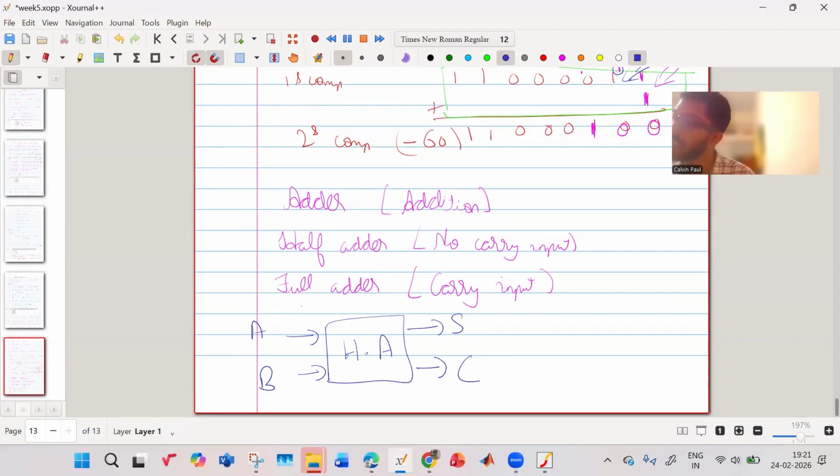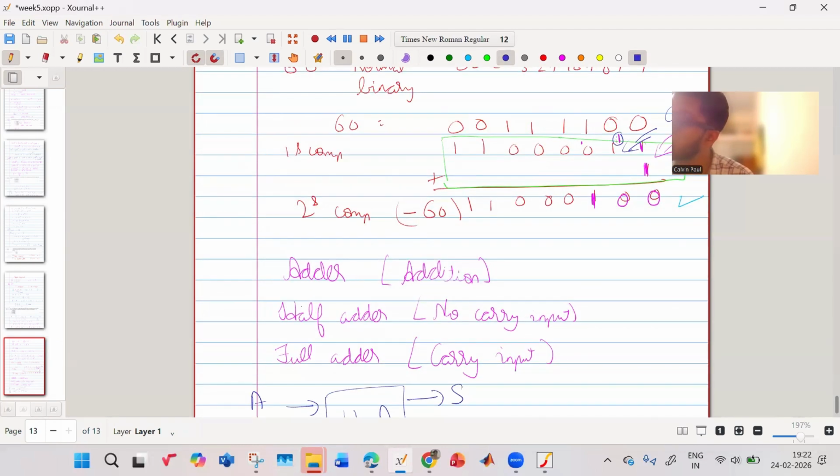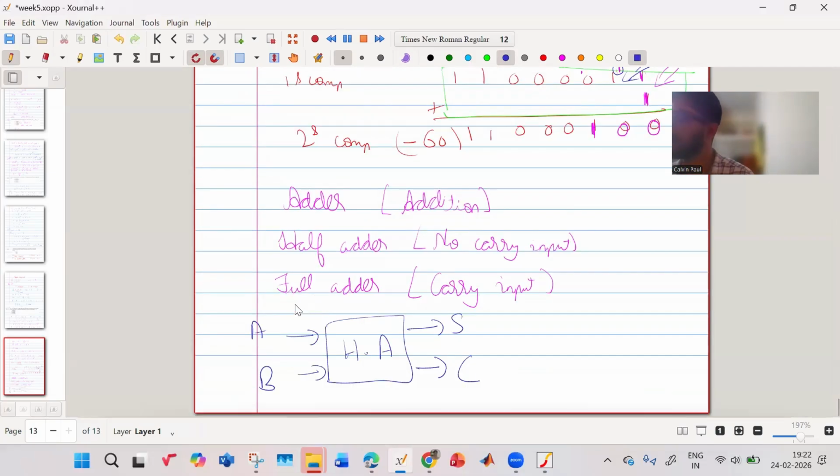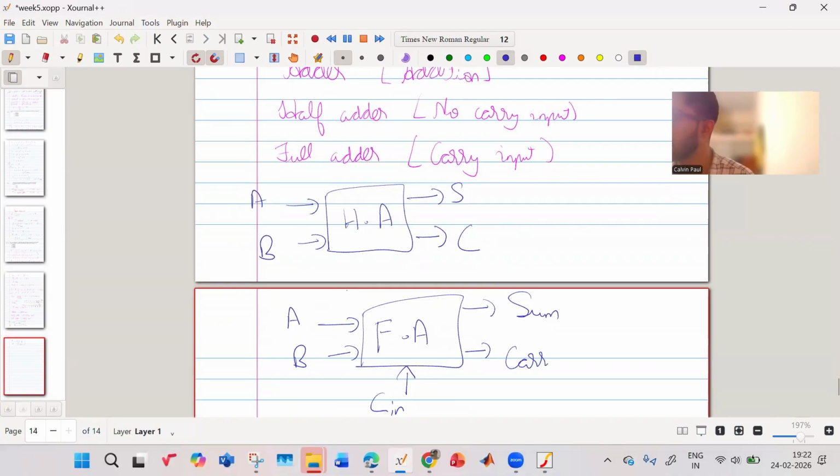But there can be a case where you need a carry input. That is, a carry of one stage has to go to the next stage, right? Over here, the carry of this stage had to go to the next stage. That is why you have what is known as a full adder. It is quite similar. You have A, you have B over here, but you also have a carry input. And then you generate S, meaning the sum, and this is the carry out. So this is the slight difference between a full adder and a half adder.